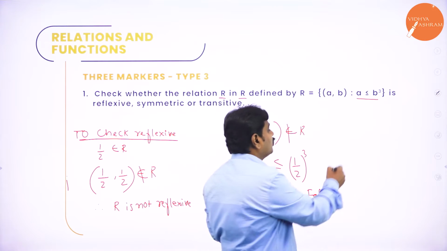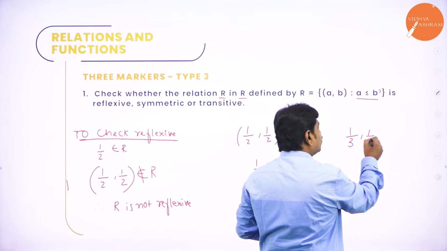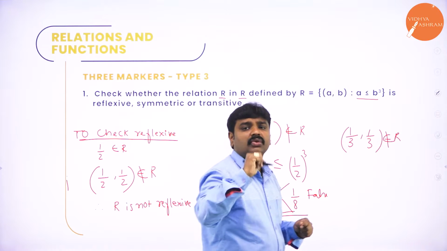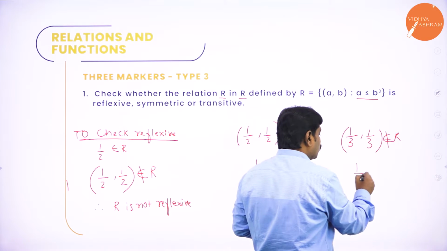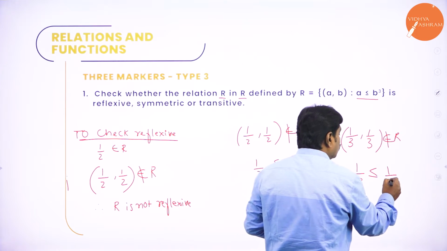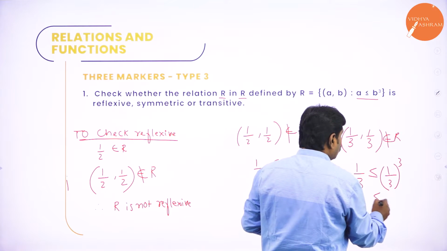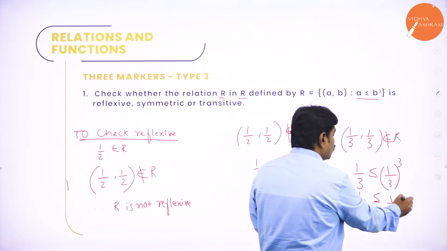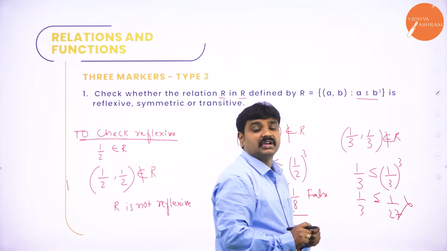Not only this, you can take 1/3. 1/3 is a real number. Again I can say 1/3 comma 1/3 does not belong to R. Why? Because if it belongs to R, 1/3 less than or equal to 1/3 whole cube. 1/3 whole cube is how much? 1/27. Is 1/3 less than 1/27? No. 1/3 is more than 1/27.